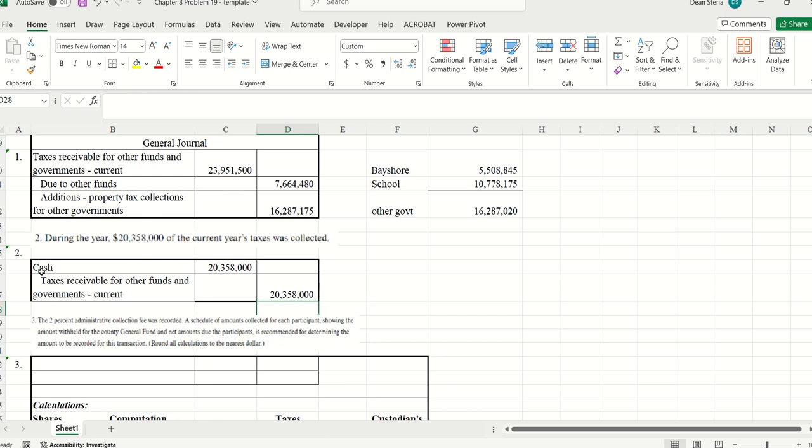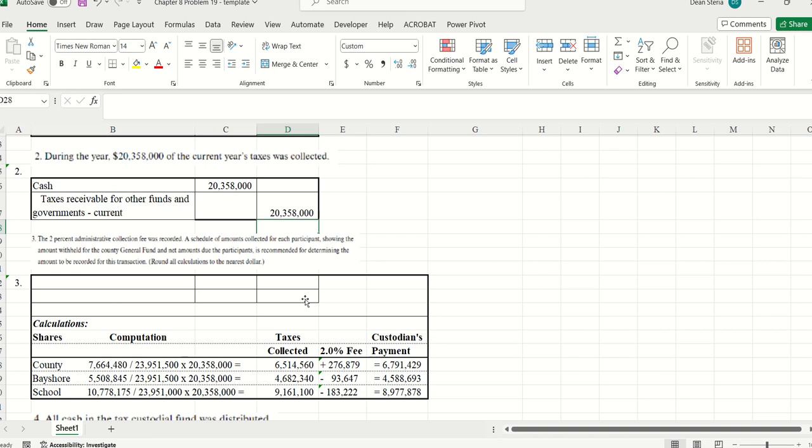We got the cash. We're going to credit our taxes receivable because that's decreasing. This is what we started off with. This is what we're going to put against that because we received that money. Okay.